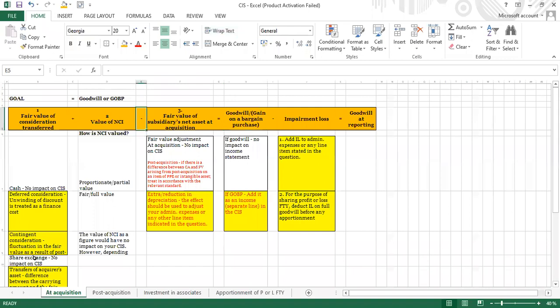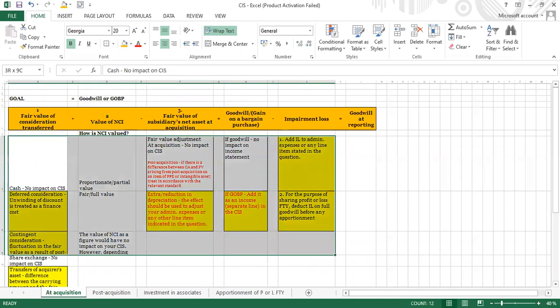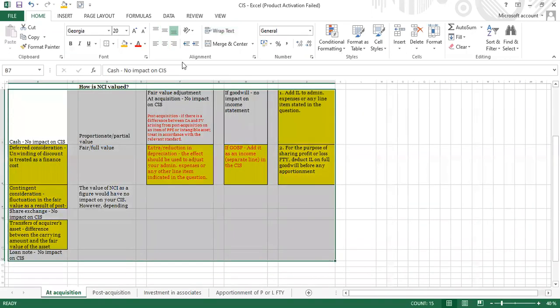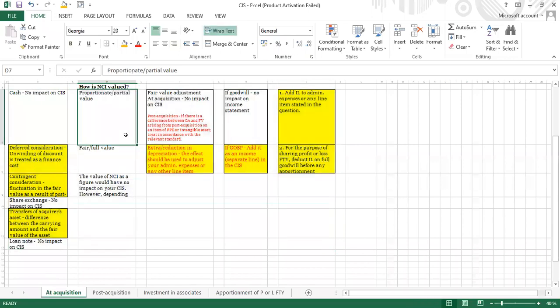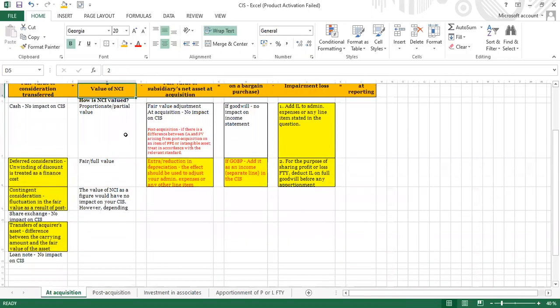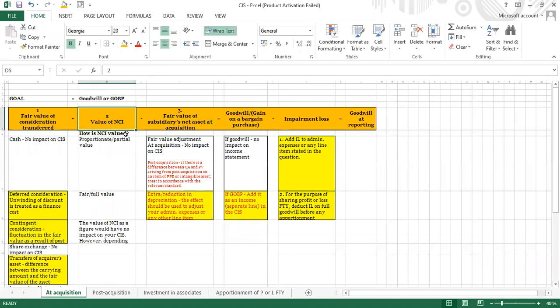But for the purpose of calculation, this is the formula used for calculating goodwill any day, anytime: fair value of consideration transferred plus value of NCI minus fair value of net assets at acquisition. I will leave it at that. Then what we have underneath is just how each of the ingredients affect goodwill. That's where we ended our discussion. Okay, so that is the discussion at acquisition.